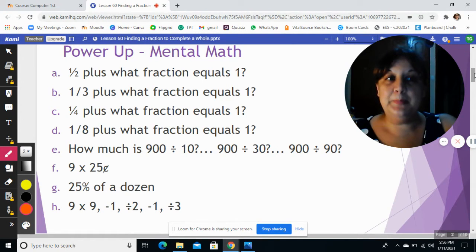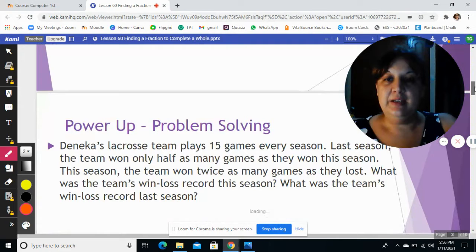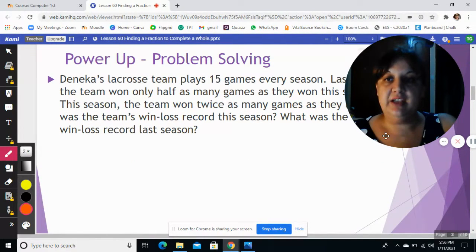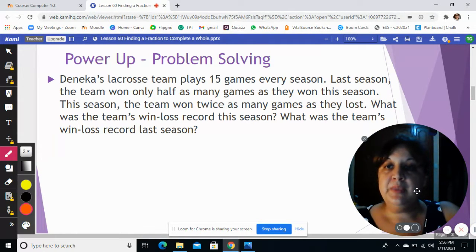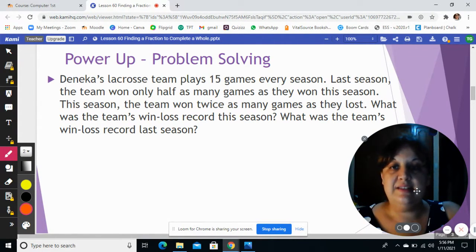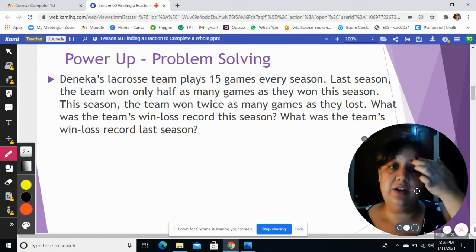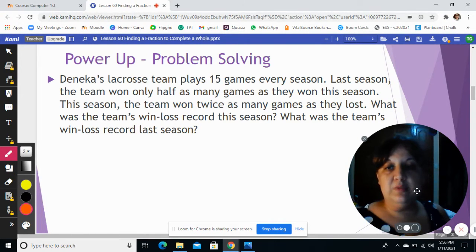All right, welcome back. Let's keep going. Power Up problem solving. Let's move this down here so you can see the problem. Danica's lacrosse team plays 15 games every season. Last season, the team won only half as many games as they won this season. This season, the team won twice as many games as they lost. What was the team's win-loss record this season, and what was the team's win-loss record last season?